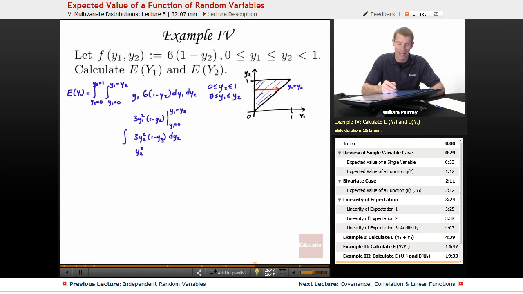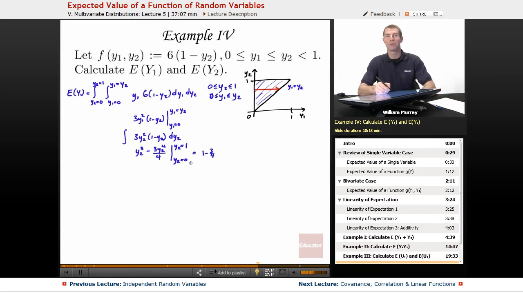So I have to integrate that. That would integrate to 3 times y2 to the 4th over 4. So 3/4 y2 to the 4th. And now I have to evaluate that from y2 equals 0 to y2 equals 1. And so if I plug in 1 to both of those, I get 1 minus 3/4. Plug in 0, y2 equals 0, to both of those. They both drop out, so minus 0. And so that simplifies down to 1 minus 3/4, which is 1/4. That's my expected value for y1.